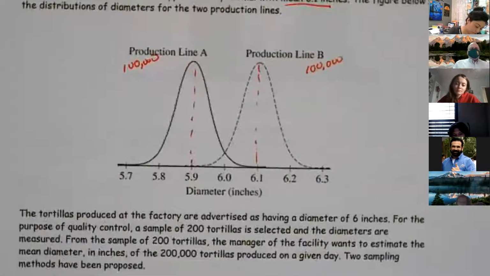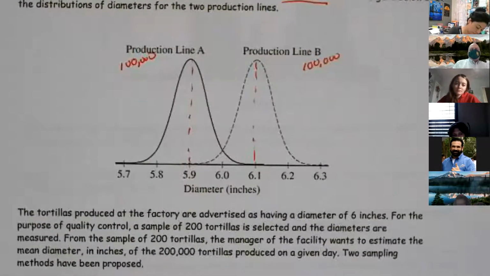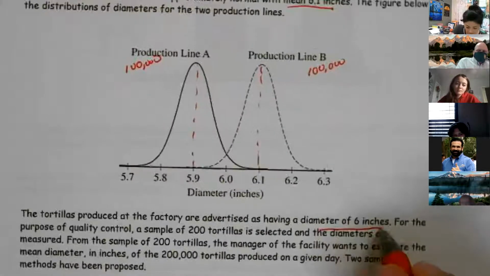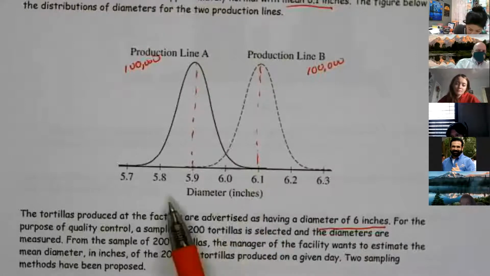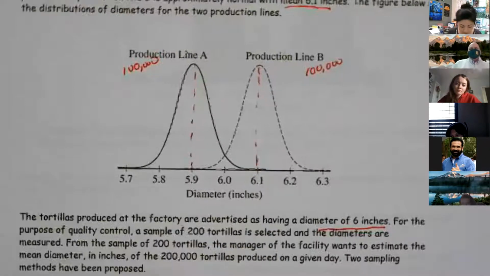The tortillas produced at the factory are advertised as having a diameter of 6 inches. Well, that's interesting because this one has an average of 6.1 and this has an average of 5.9. For the purpose of quality control, a sample of 200 tortillas is selected and the diameters are measured. From the sample of 200 tortillas, the manager of the facility wants to estimate the mean diameter in inches of the 200,000 tortillas produced on a given day.